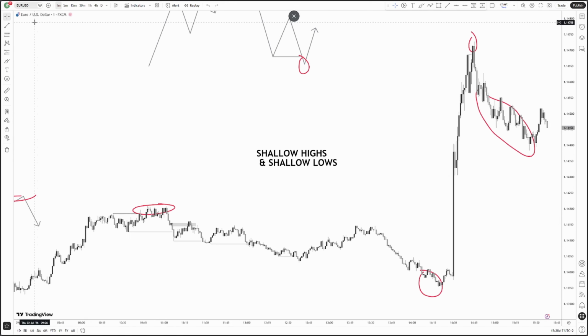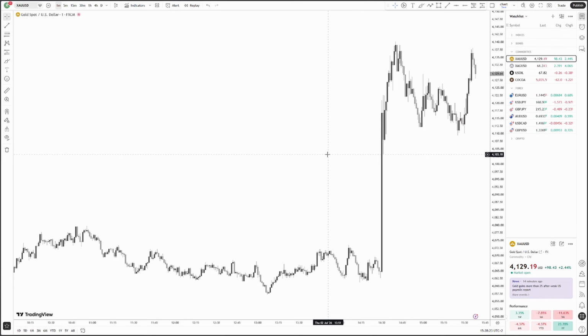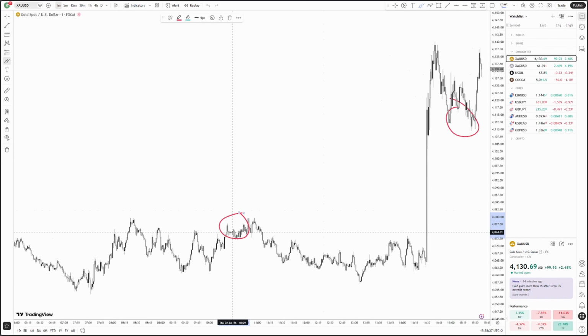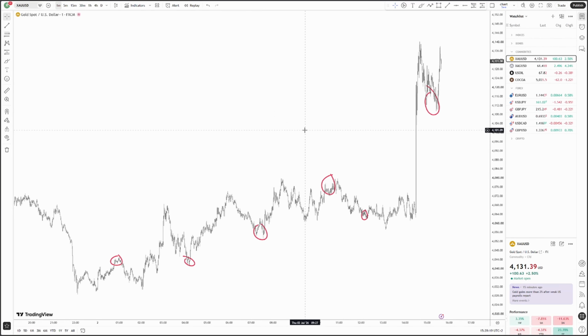And it's not on a specific pair, like euro dollar. Let's go to another one. Let's go to gold. Gold is arguably better for reversals, in my opinion. This is one, that is one, this is one, another one, that's one. And again, I can keep going, but I think you get the point.